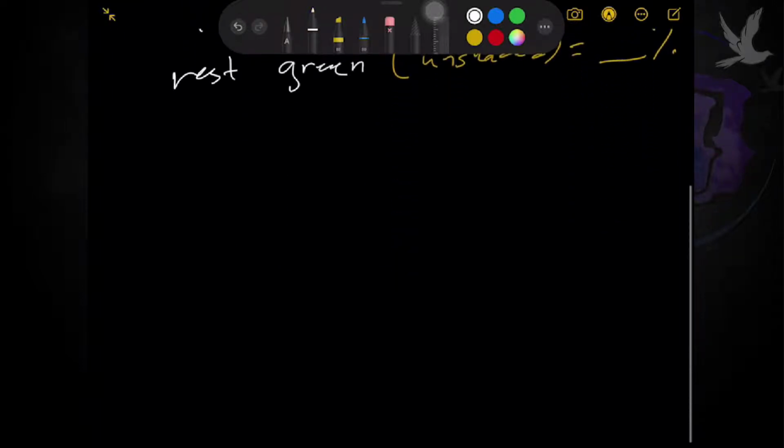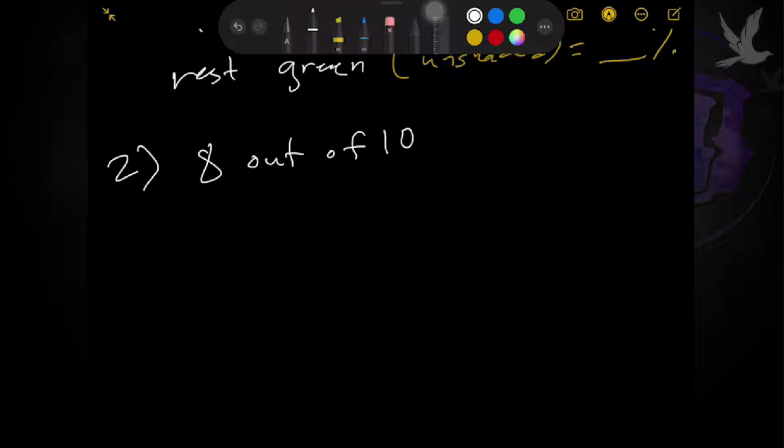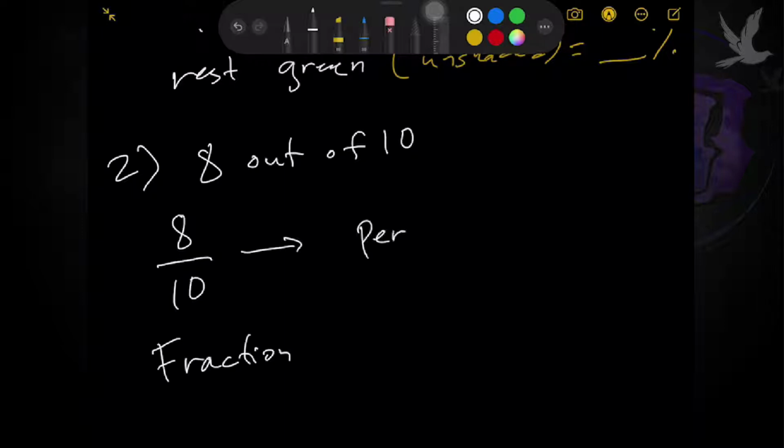Okay, sa number 2 naman natin, it says there that Jamie spelled 8 out of 10 words correctly. 8 out of 10 can be expressed as a fraction of 8 over 10. What percentage of the words did Jamie spell correctly? So which means this is now in fraction form. And all you have to do is to convert it to percentage or percent.